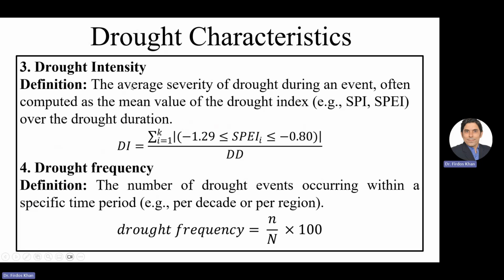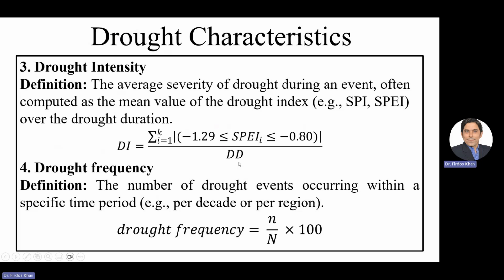Drought intensity: the average severity of drought during an event, often computed as the mean value of the drought index, SPI, whatever that is. So in our case, mean drought severity is the average severity of drought during an event. Suppose your drought SPEI is less than -1 for 5 months. You need the drought severity, which you calculated in the previous step, and divide by the drought duration.